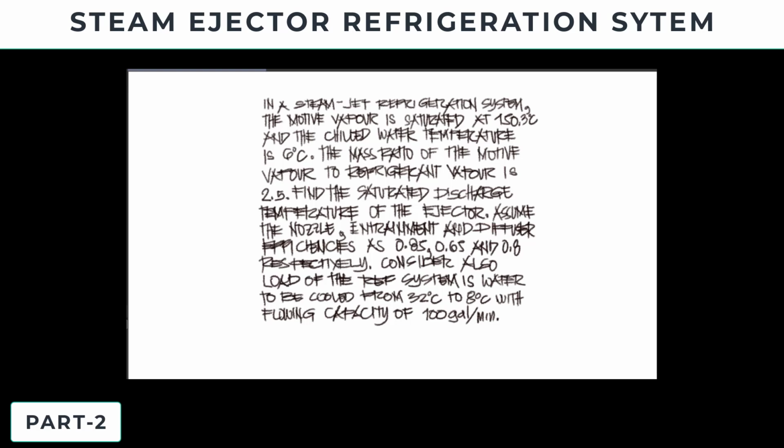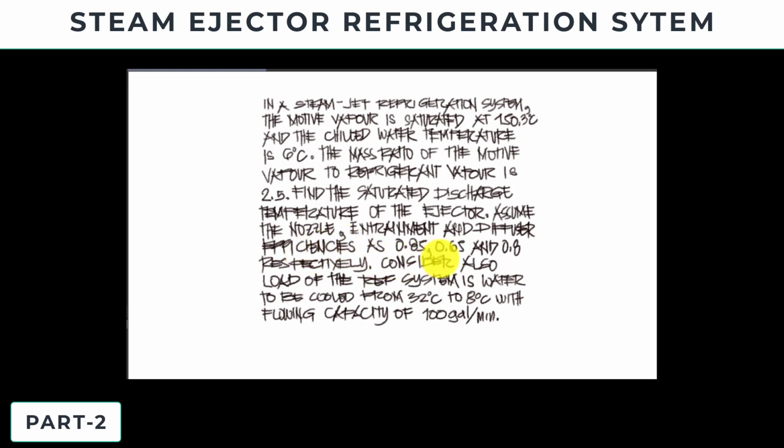Sample problem. In a steam jet refrigeration system, the motive vapor is saturated at 150.3 degrees Celsius and the chilled water temperature is 60 degrees. The mass ratio of the motive vapor to refrigerant vapor is 2.5. Find the saturated discharge temperature of the ejector. Assume the nozzle, entrainment, and diffuser efficiencies are 0.85, 0.65, and 0.8 respectively.